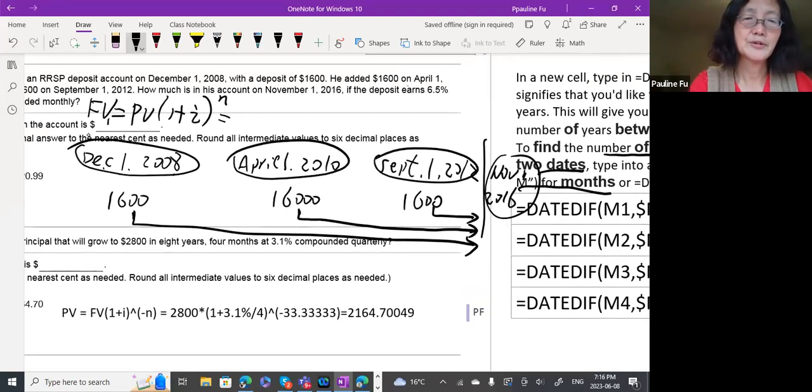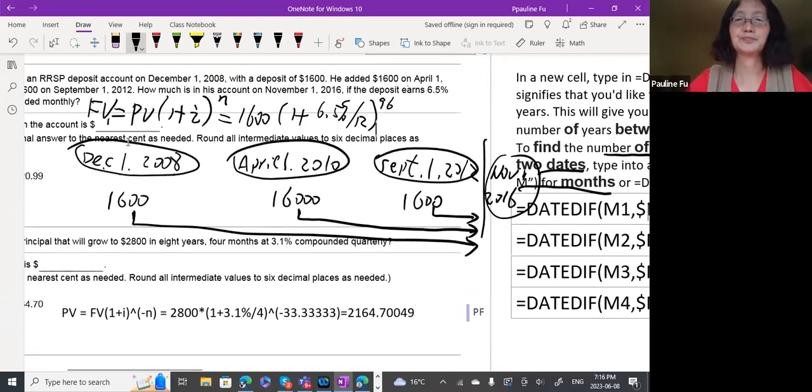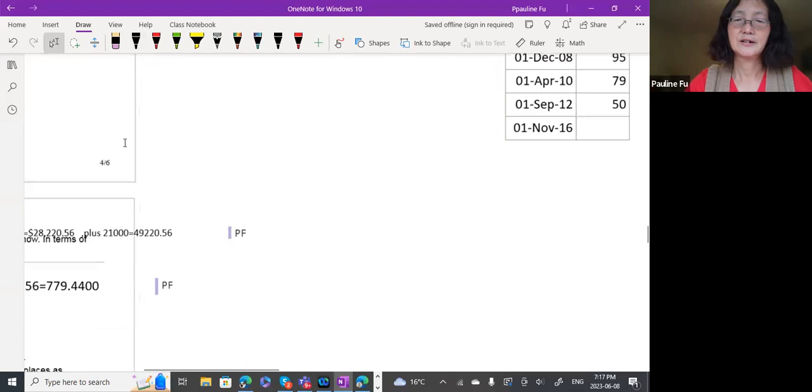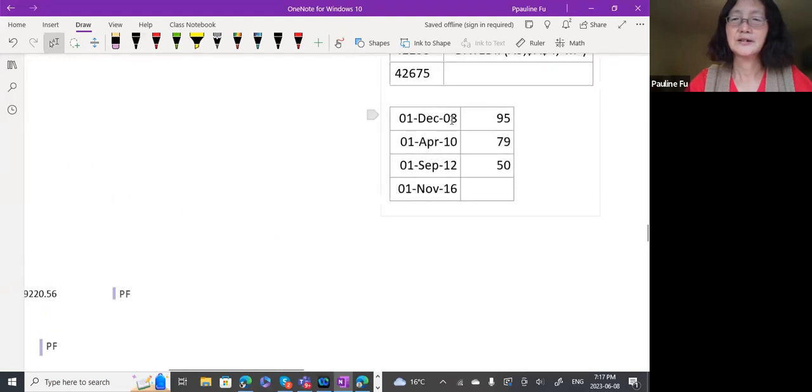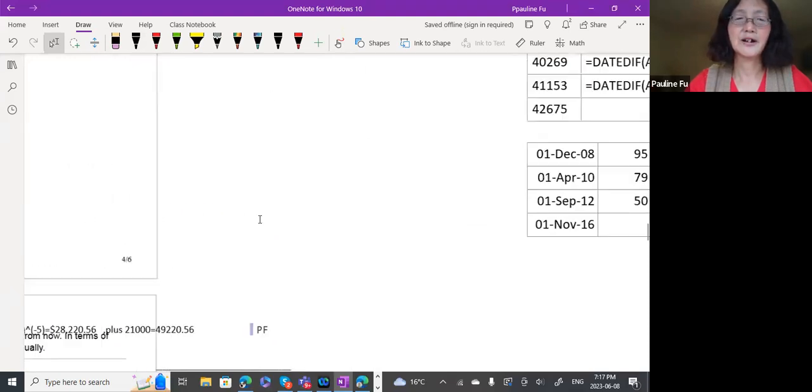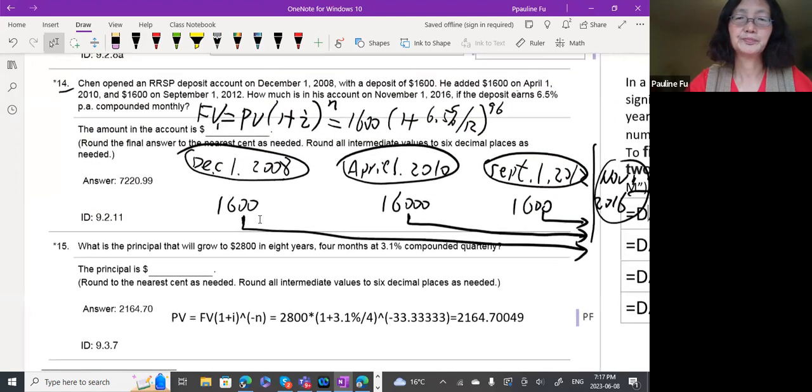Okay. So present value is this. Rate is 6.5%, compounded monthly, so divided by 12, raised to power n, 96 months. Oh, 95 months. Okay, 95 months.